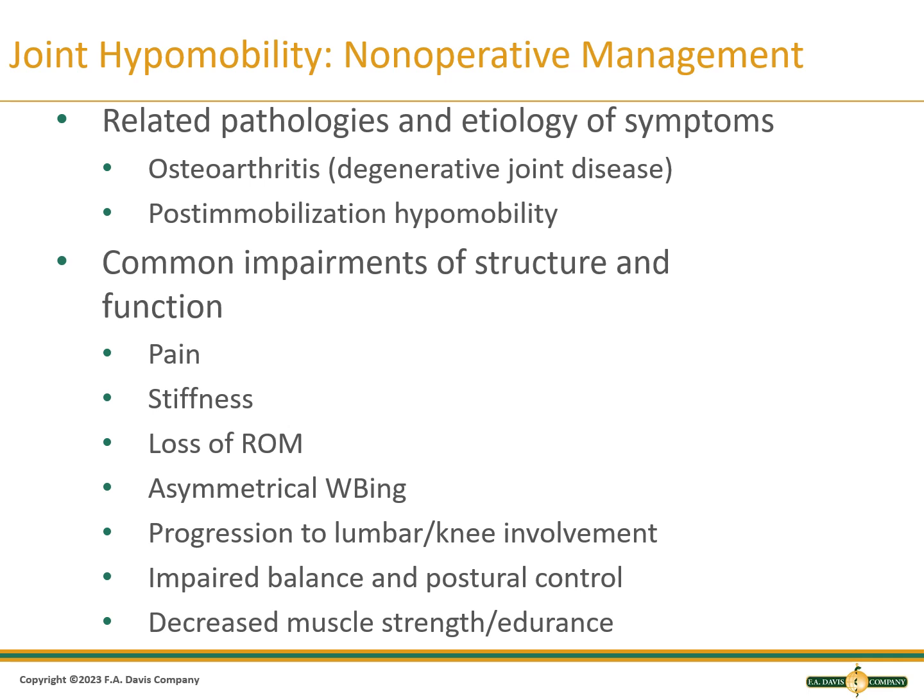Common impairments in these patients are going to include pain, stiffness, loss of range of motion, obviously because it's hypomobility, asymmetrical weight bearing, so they'll have a weight shift towards one side away from the affected extremity, and this can also result in postural changes. We can have progression to lumbar and knee involvement because it progresses up and down the kinematic chain. We can see impaired balance and postural control and decreased muscle strength and endurance as a result of the hypomobility.